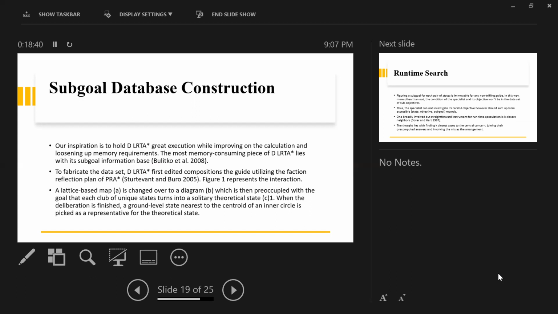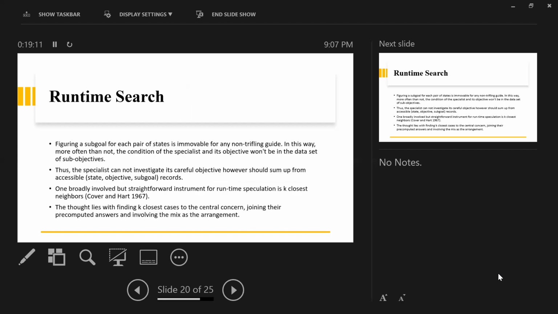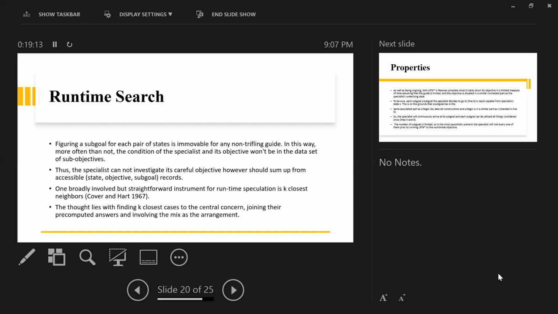And the third point is a lattice based map. And there are 3 points like A, B, C. In A, it is changed over to a diagram, and in B, the goal is that each club of unique states turn into a solitary theoretical state. And the C part is when the deliberation is finished, a ground level state nearest to the inner circle is picked by the representative for the theoretical state. Next, the third part is runtime search.